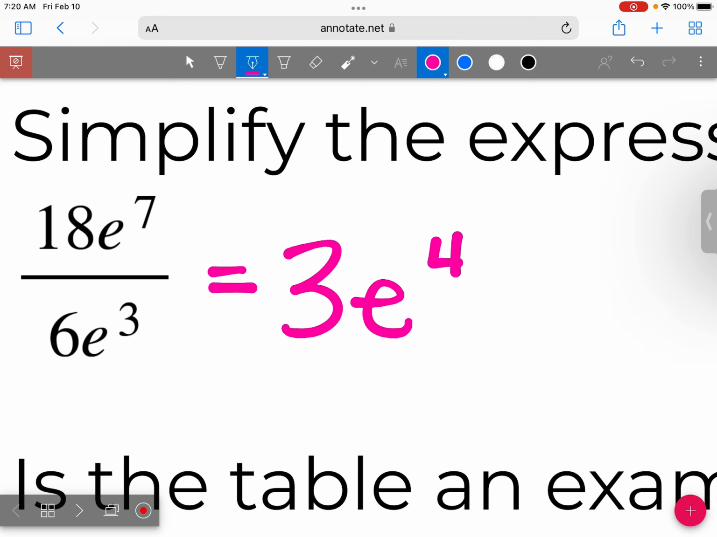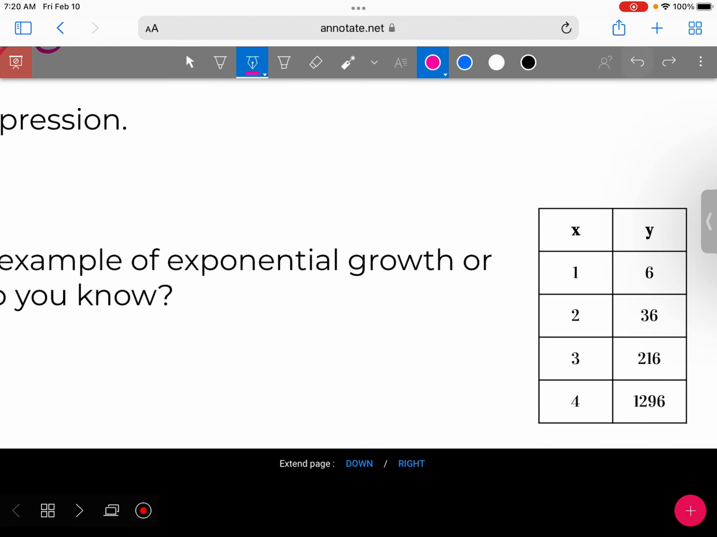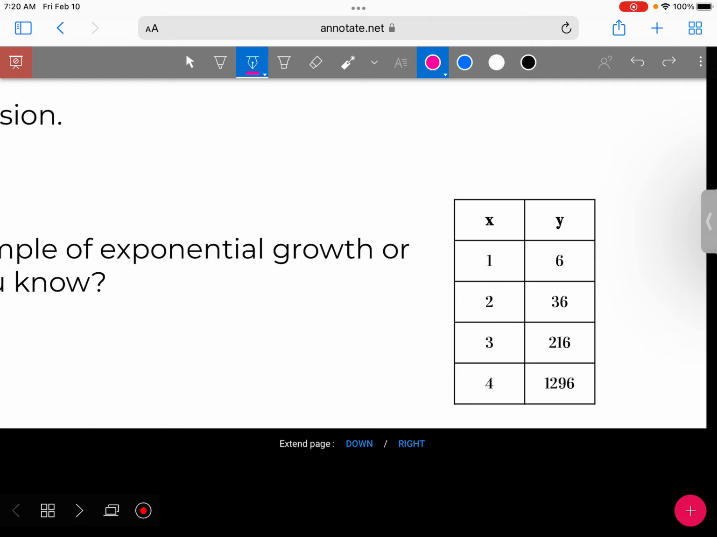All right, and then is the table an example of an exponential growth or exponential decay? First, before we answer that question, how can you check? Or how do you know? It's greater than 1. Yes, but that's for the function, remember? That's if we're given a function. In this case, we're just given a table, right? So how can you know from a table whether or not it's exponential growth or decay?